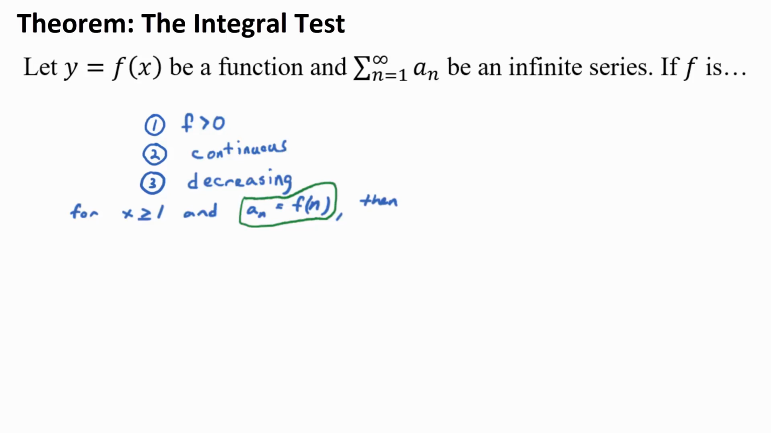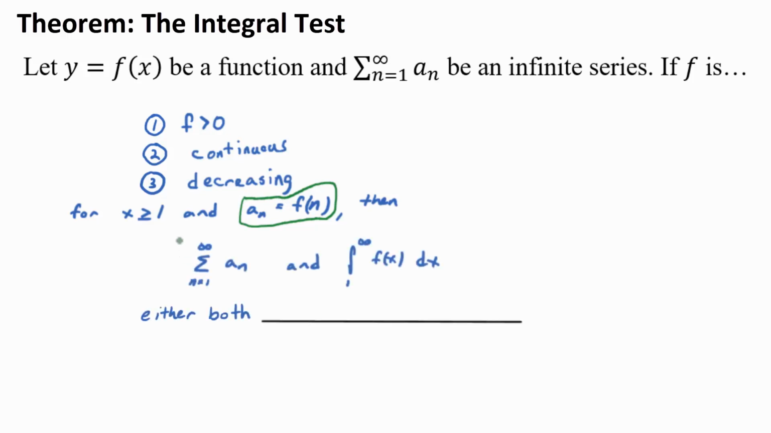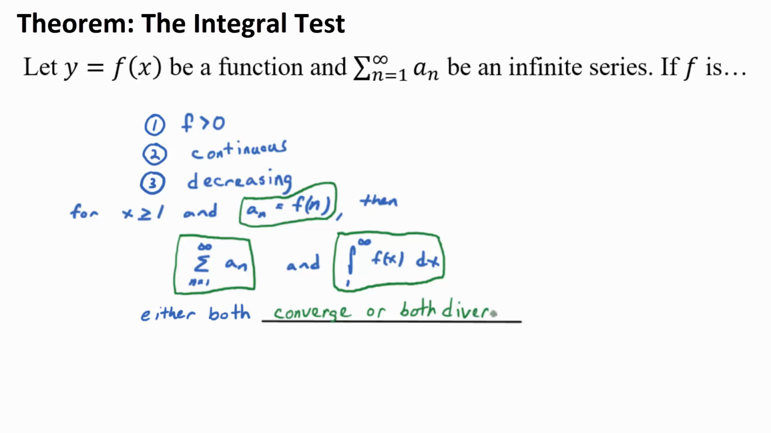Then it turns out that both the series, the sum from n equals 1 to infinity of a sub n, and the integral from 1 to infinity of f of x dx, they do the same thing. They either both converge or both diverge. So that's what I'm filling in here. They either both converge or both diverge. And that's the integral test.